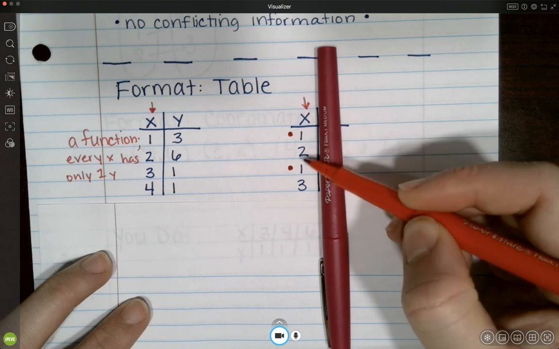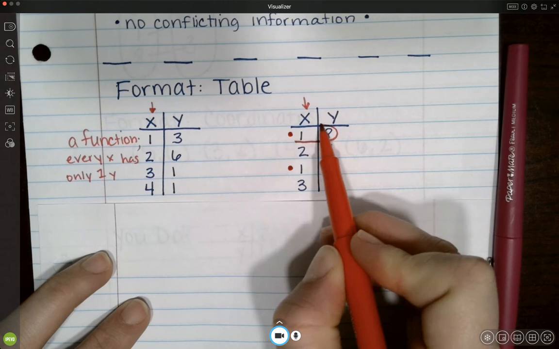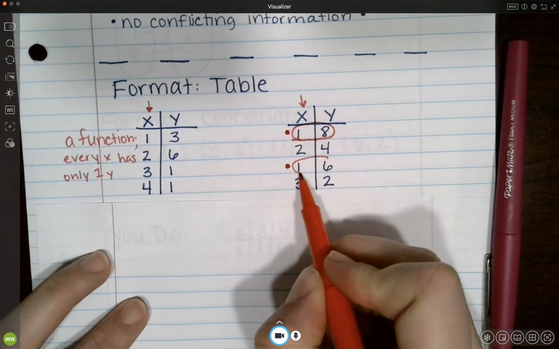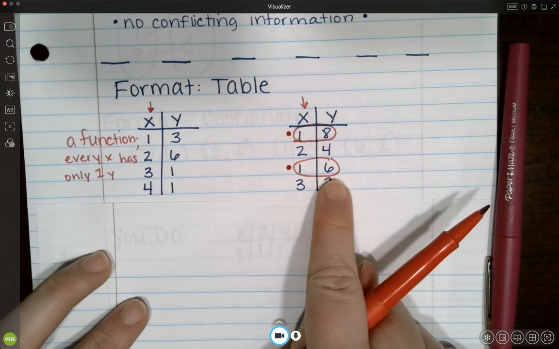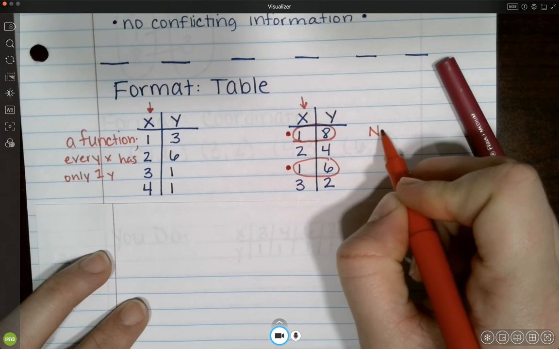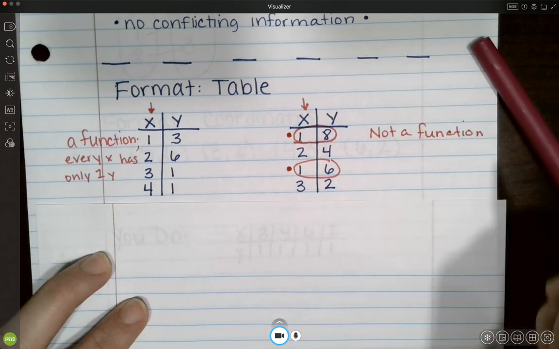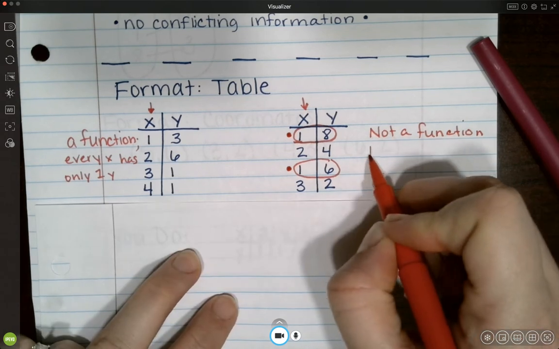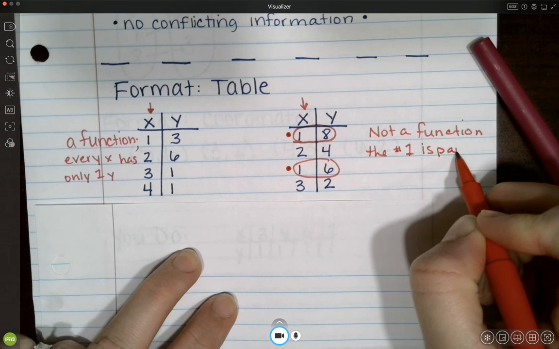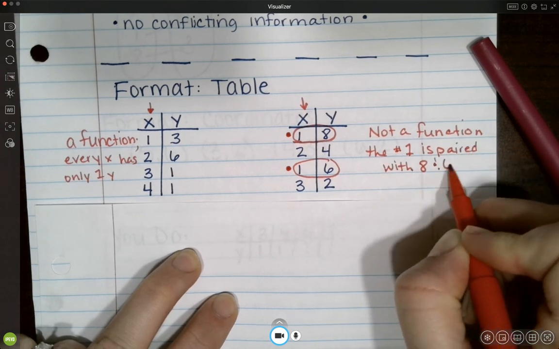Once I have repeats of inputs, I now need to look at their partner. When I input 1, I got 8. When I input 1 again, I got 6. That's two different conflicting pieces of information, which makes this not a function. And when we're declaring why this isn't a function, we would state the number 1 is paired with 8 and 6.